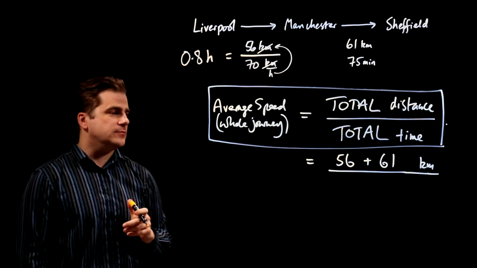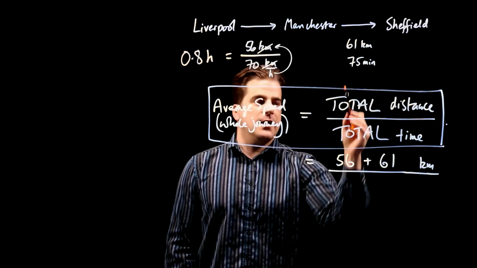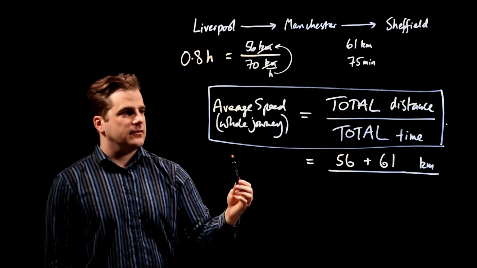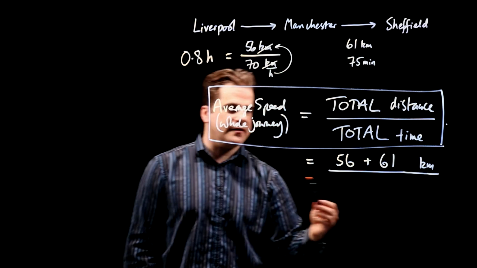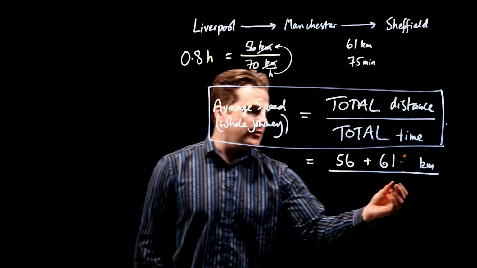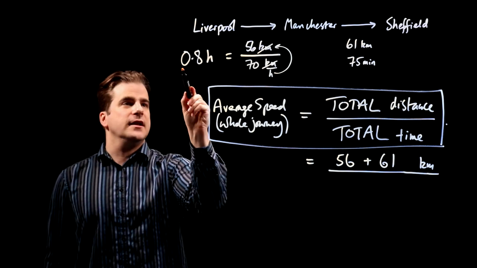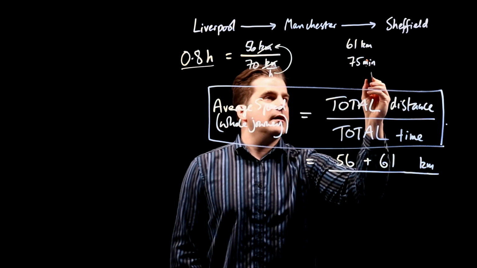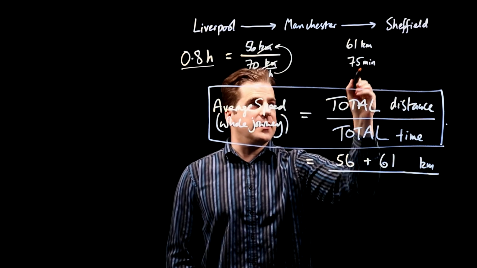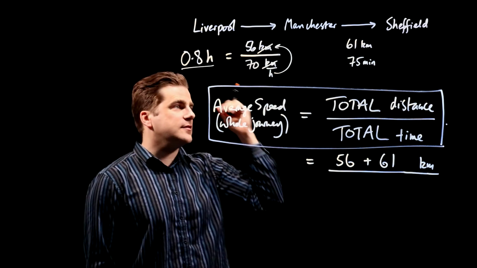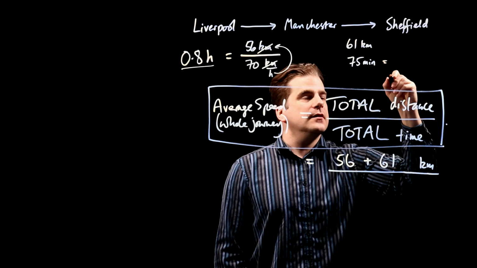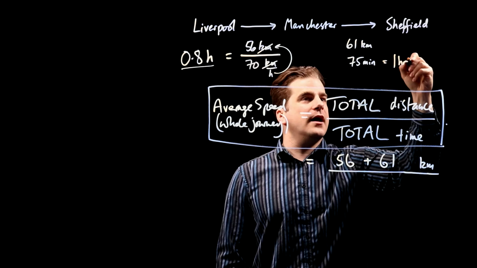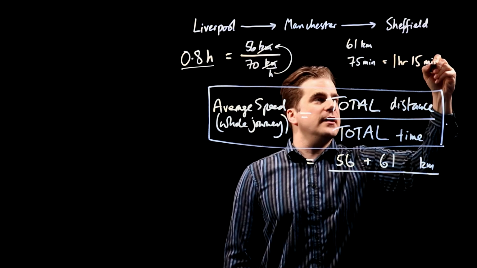Good. Okay. Now, to work out the average speed, we don't want to give the units in kilometres per minute. That's a silly unit. We want kilometres per hour. So I'm going to leave that in units of hours rather than convert it to minutes. And I'm going to convert 75 minutes into hours. Okay? So 75 minutes is, well, 60 minutes is 1 hour. So that's 1 hour and 15 minutes.